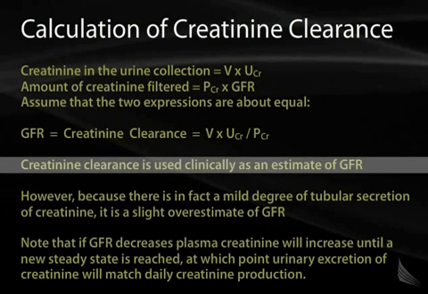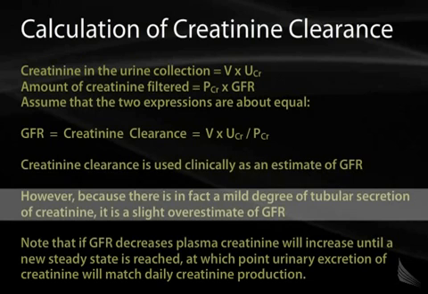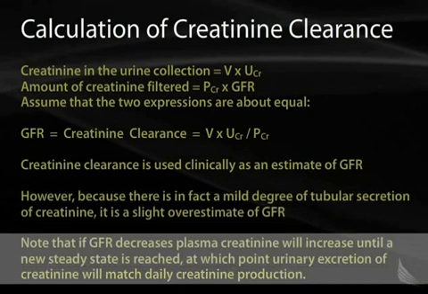Creatinine clearance is used clinically as an estimate of GFR. Because of the slight tubular secretion of creatinine, it is a slight overestimate of GFR. Also, when drugs are administered that may affect how creatinine is secreted, such as trimethoprim, which is in trimethoprim-sulfamethoxazole antibiotics, or cimetidine, which both inhibit creatinine secretion, serum creatinine can go up, underestimating GFR. Note that if GFR decreases, plasma creatinine will increase until a new steady state is reached, at which point urinary excretion of creatinine will match daily creatinine production.